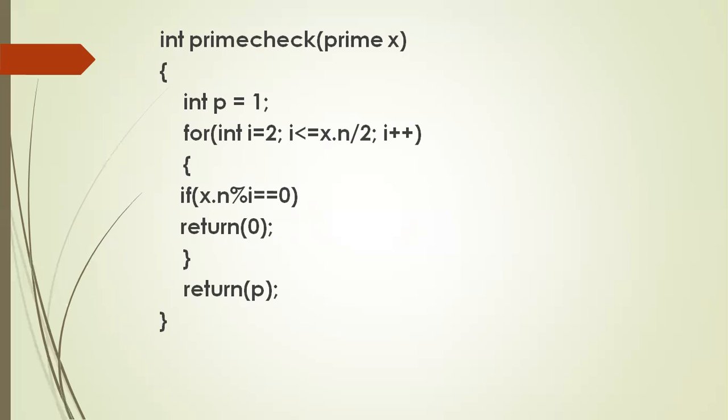Directly, if it is a member function, then the way of writing is first the return type int, class name prime, scope resolution operator, prime check, then open the bracket and close it. No need to use the object as a parameter. In that case, we can use the variable N directly: for int i equals 2, i less than or equal to N by 2. But since the prime check function is a friend function, we have to access it through x dot N.